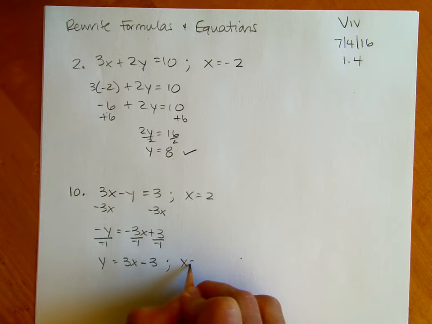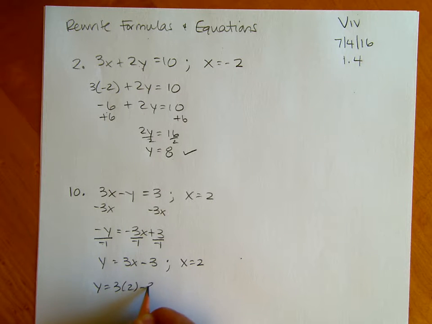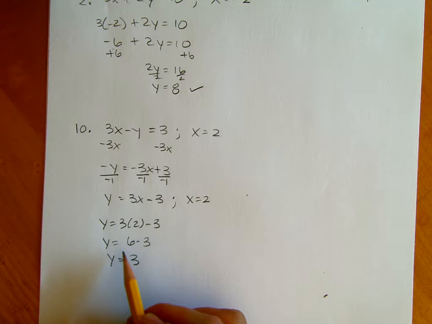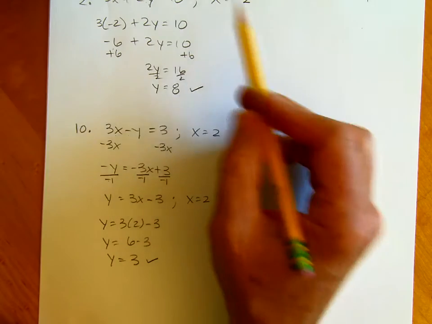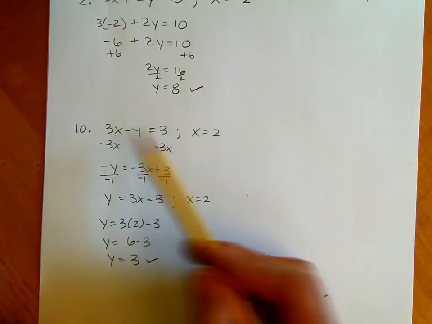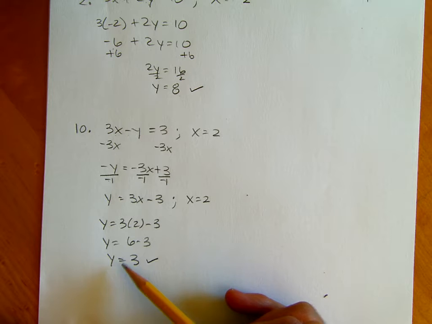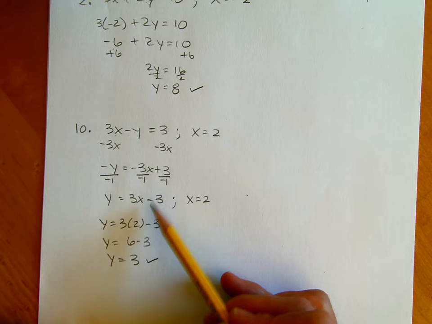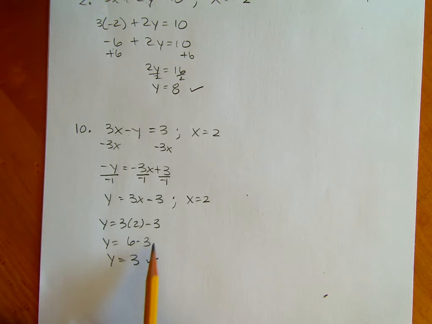Now I can go ahead and plug in my 2, and y equals 6 minus 3, so y equals 3. And I should check: 3 times 2 is 6, 6 minus 3 is 3, that checks. So here I'm plugging in the value first, then getting y by itself, but the practice here is really to get y by itself and then plug in the value. And this is somewhat common. I would call this standard form, and this is intercept form, to rearrange an equation to find certain parameters of that equation.